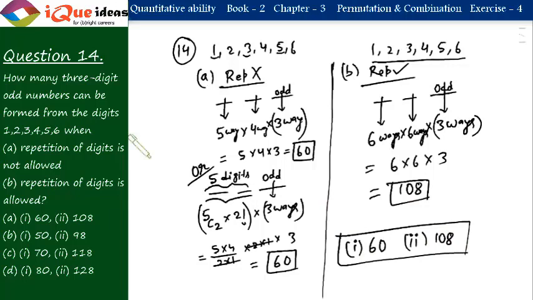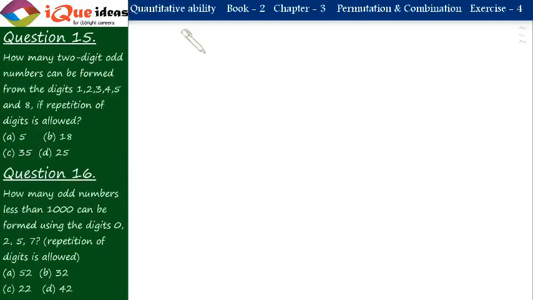Okay. Now let's take up the next question, question number 15. It says how many 2-digit odd numbers can be formed from the digits 1, 2, 3, 4, 5 and 8 if the repetition of digits is allowed. Alright. So there are 2 places that we have to fill. Now for this number to be odd, the last place should be filled by an odd number. So 1, 3 and 5. So these are the only 3 ways by which the last place can be filled.